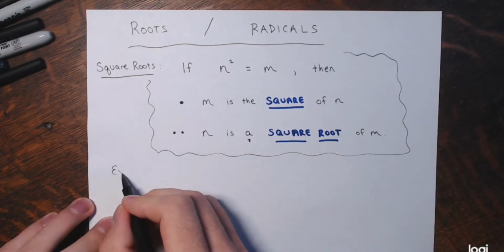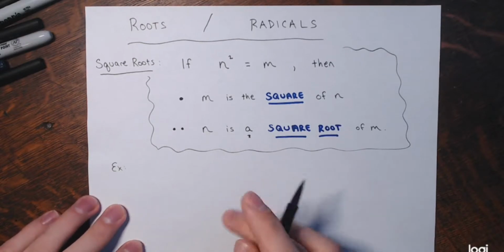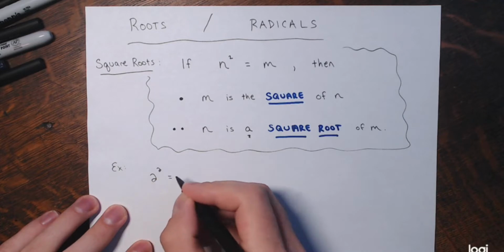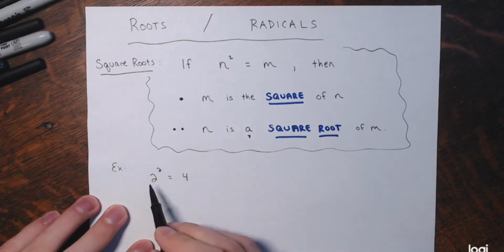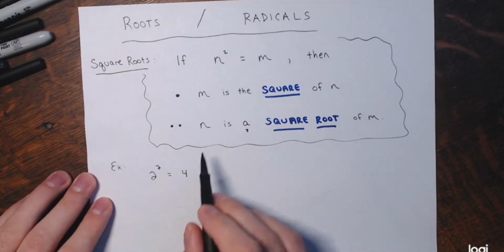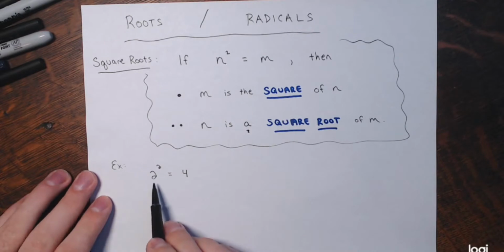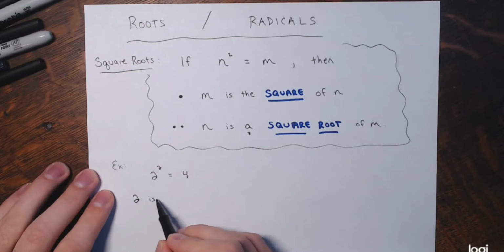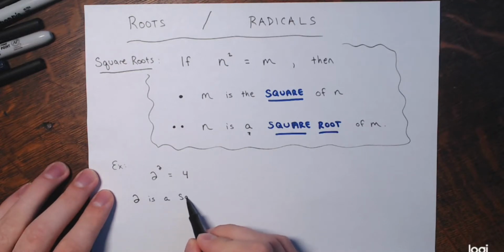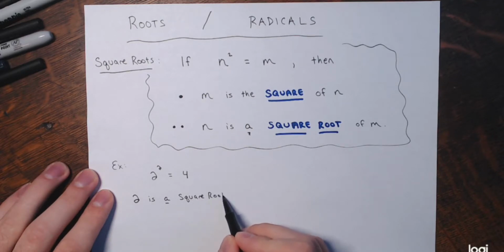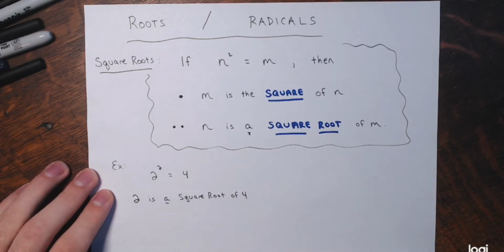So for example, some easy ones. You know that 2 squared is equal to 4. 2 to the second power, 2 times 2 is equal to 4. So again, we could say that 4 is the square of 2, or we say that 2 is a square root of 4. And again, I say a square root, not the square root of 4, because there's another one.